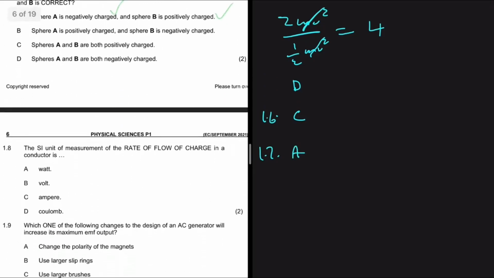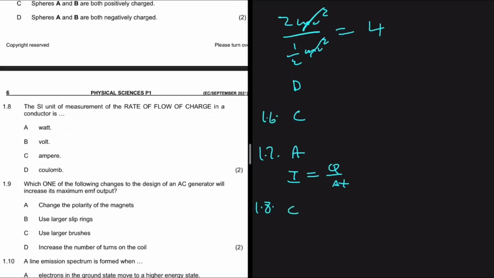And then 1.8 says the SI unit of the rate of flow of charge in a conductor is. So yeah, back to the concepts. What is the rate of flow of charge? We know that I is equal to Q divided by delta T, right? So current is the rate of flow of charge. And what is the SI unit of current? Ampere, right? And then which option is that? It's clearly option C, right? So 1.8, our answer is C. Yeah, it's pretty much easy, not so complicated.